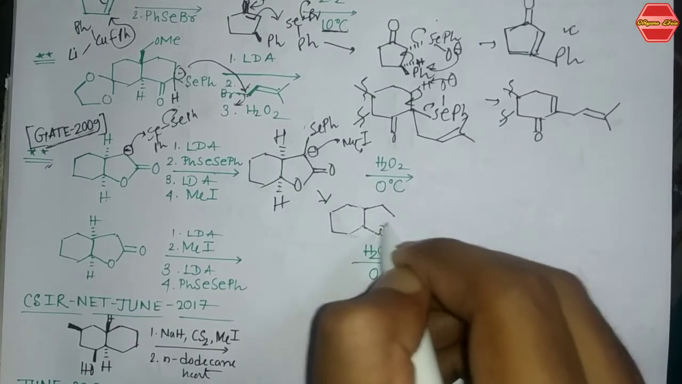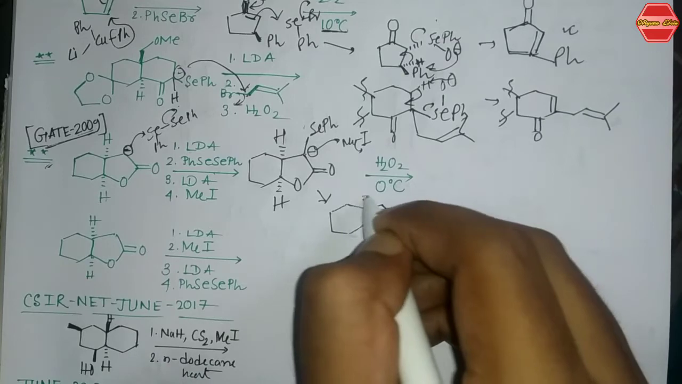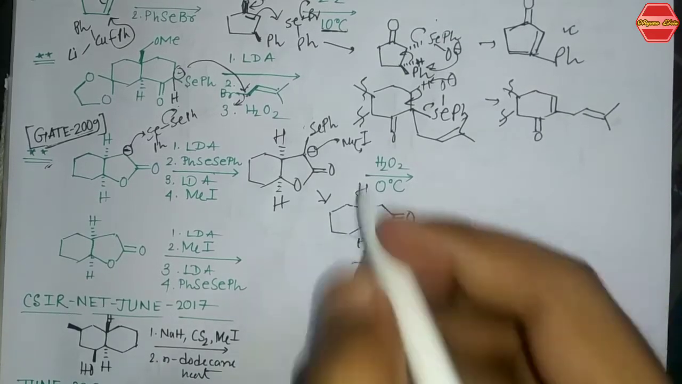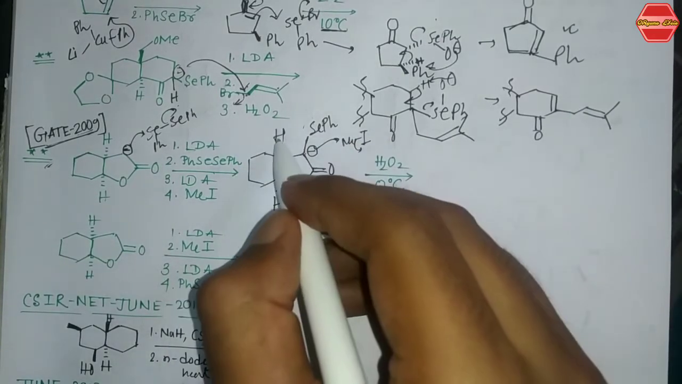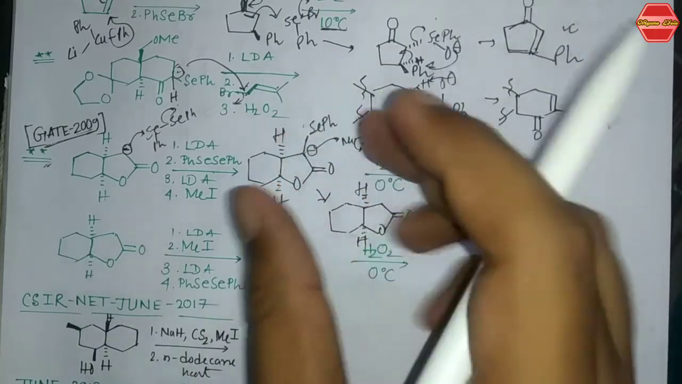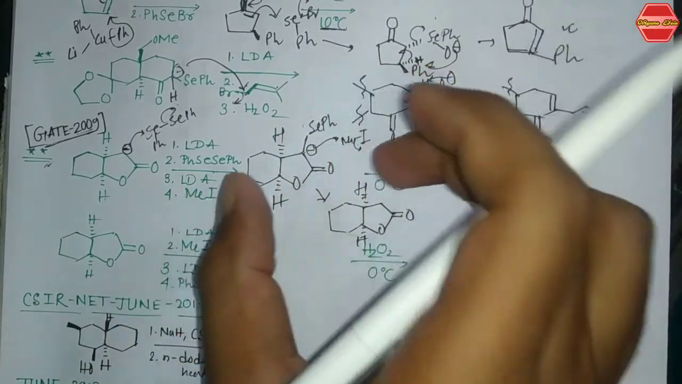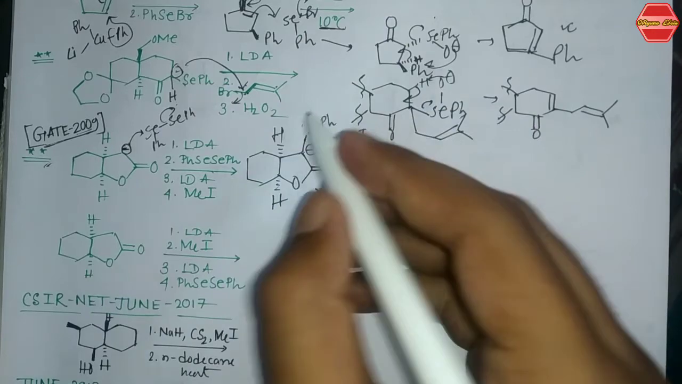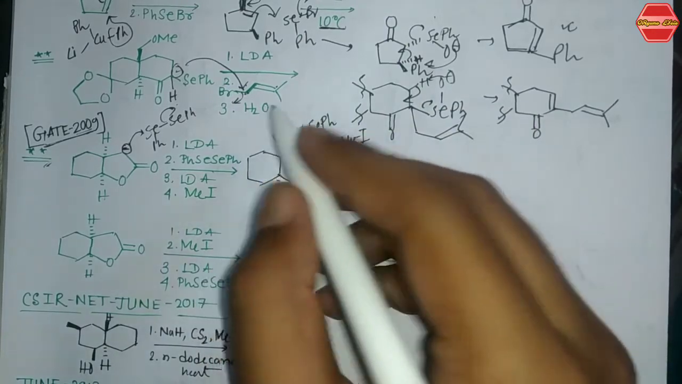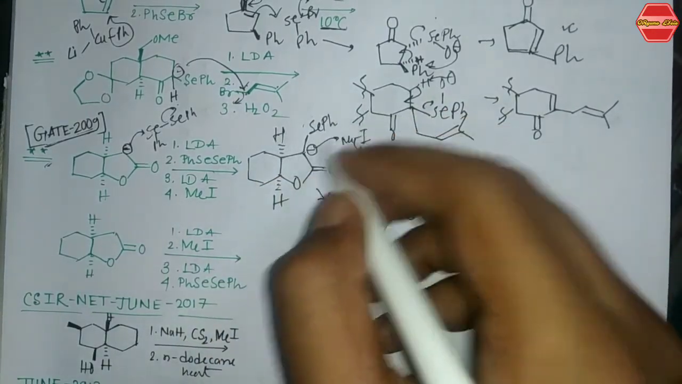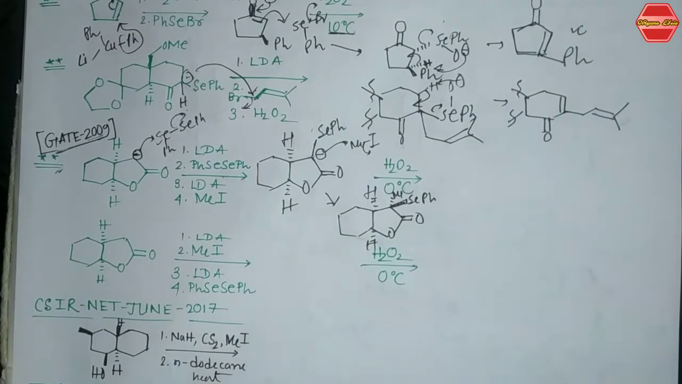For this you have to know another concept. Now when you are using this methyl iodide, see this hydrogen is below the plane, so this ring should be above the plane. This less crowded position is on the hydrogen side, so this methyl comes to the hydrogen side. PhSe is above the plane.